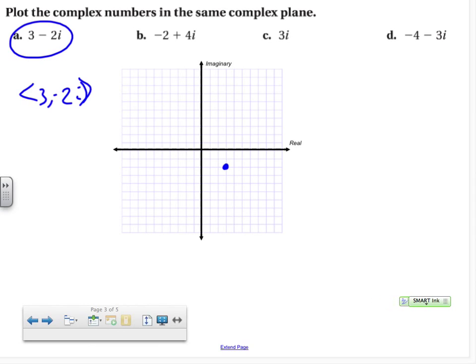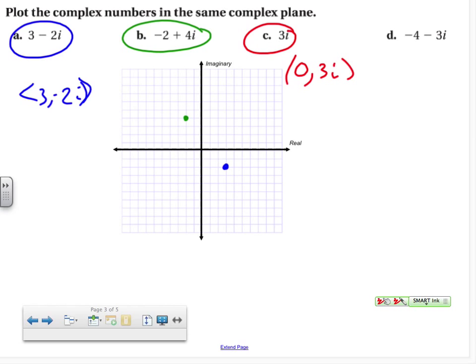For B, let's take a look at B. Our real component is negative 2, so we'll go 2 back, and our imaginary component is 4. So the number negative 2 plus 4i will be right there. Looking at C, that does not appear to have a real component. What number represents it's not there? Well, 0. So we could write this as 0, 3i. And so when we graph that, 0 on the real axis and 3 on the imaginary is right there.